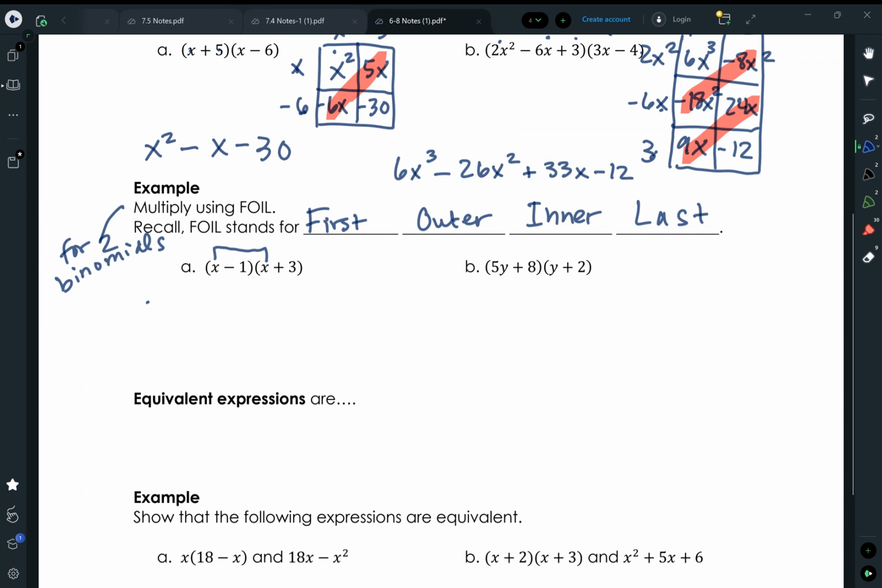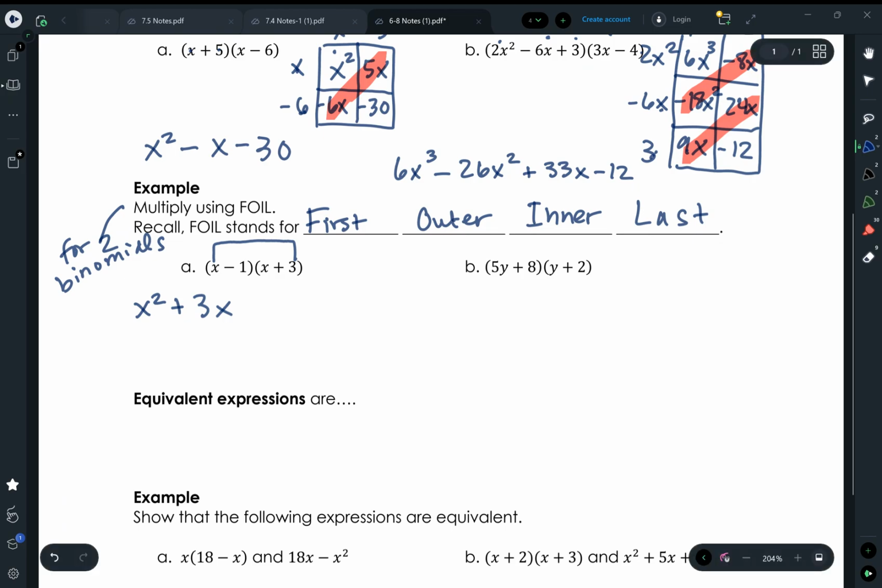X times x is x squared. And then my outer terms, well, my outer terms would be the x and the 3. They're the farthest apart from each other. So x times a positive 3 is a plus 3x. So if it's positive, we're always writing a plus. Then I want to do my inner terms. So if my outer are the x and the 3, my inner are the negative 1 and the x. So negative 1 times x is a negative 1x, and so I'm going to write minus 1x.